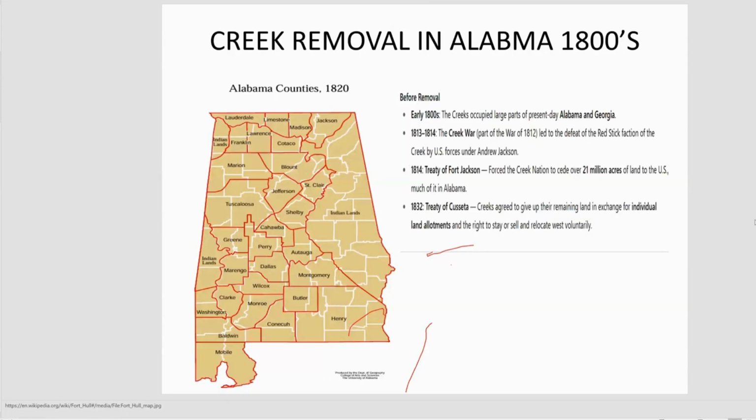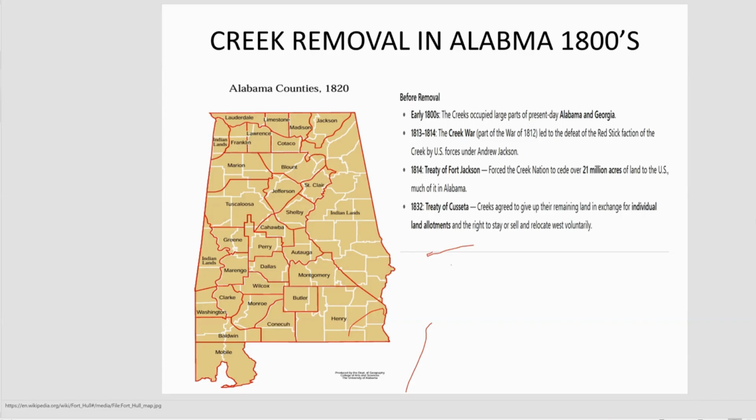This is the Creek removal. Before the removal, in the early 1800s, the Creeks occupied large parts of present-day Alabama and Georgia. In 1813 to 1814, the Creek War led to the defeat of the Red Stick faction of the Creek by U.S. forces under Andrew Jackson. The Treaty of Fort Jackson in 1814 forced the Creek Nation to cede over 21 million acres of land. In 1832, in the Treaty of Cusseta, the Creeks agreed to give up their remaining land in exchange for individual land allotments and the right to stay or sell and relocate west voluntarily.